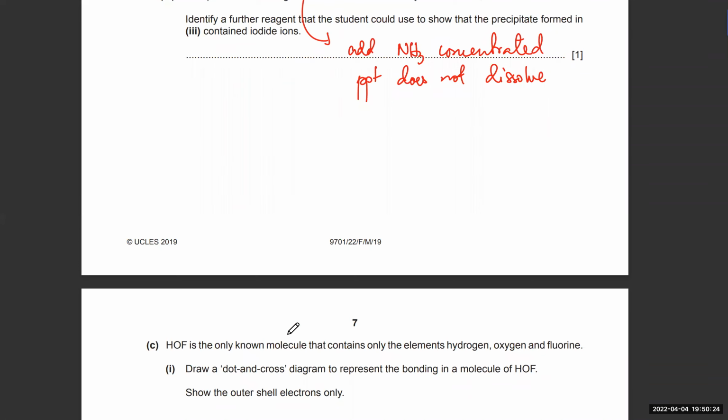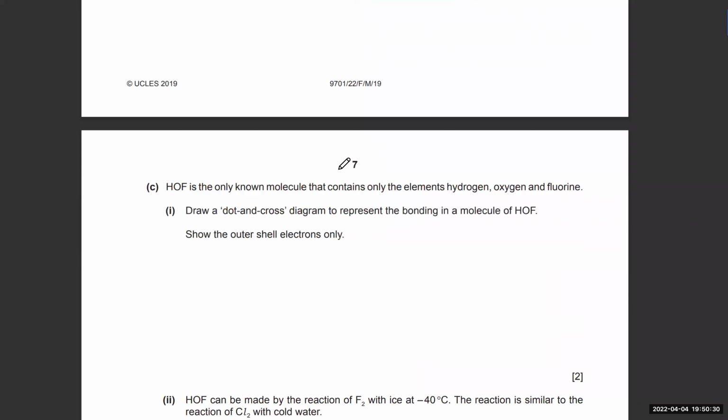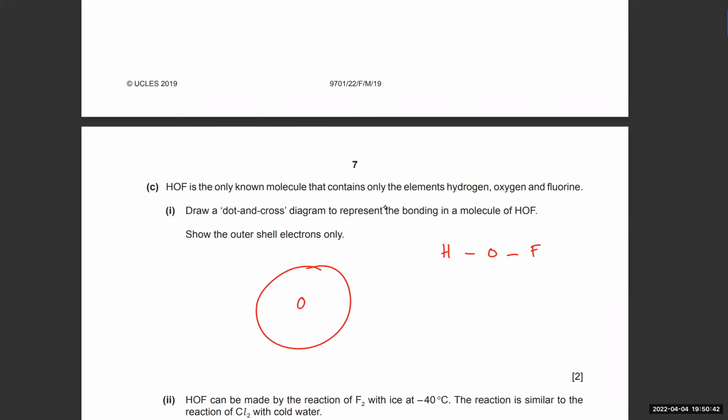HOF is the only known molecule that contains elements of... Draw a dot and cross diagram to represent the bonding in a molecule of HOF. H forms a single bond, O forms two bonds, F forms a single bond. So you just have to draw the dot and cross diagram. It's an O in the middle with an F on one side and an H on the other side, and single bonds.